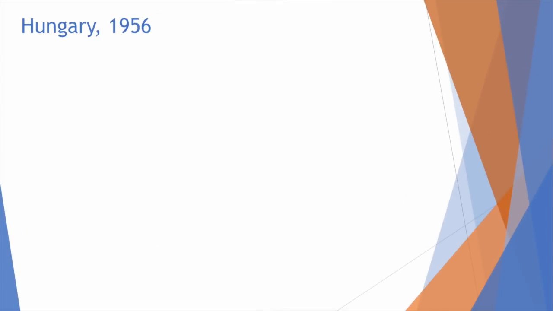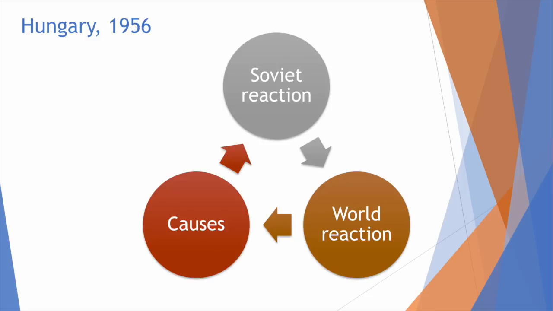As we look at Hungary, to start with, I'm going to suggest that we think about the events through a matrix. And that matrix includes what were the causes for the uprisings, what was the Soviet reaction, and what was the world reaction. Now, when we look at Hungary, one of the things that you may remember is that Hungary fights with Nazi Germany during the Second World War. And at the end of the war, essentially the Soviets move in and take over control of Eastern Europe.